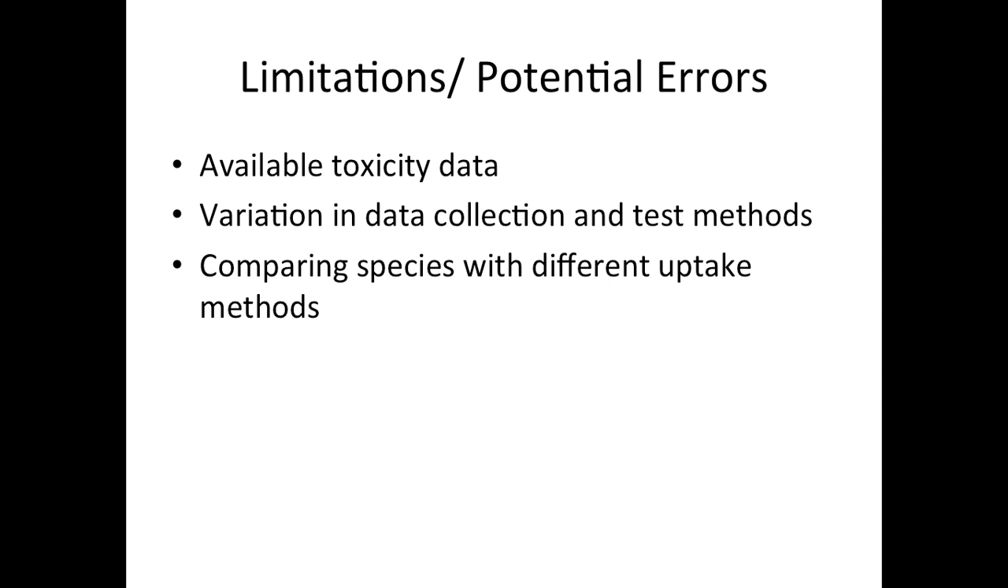Limitations: the available toxicity data. There's a list of species that you can use in the model, and if the data is not available, then you might have to come up with it yourself. Variation in data collection: if you input it based on one known concentration, it might be different depending on who collected the data. And then it'll compare species with different uptake methods. So it'll compare fish and bugs, and they might react to a chemical differently.